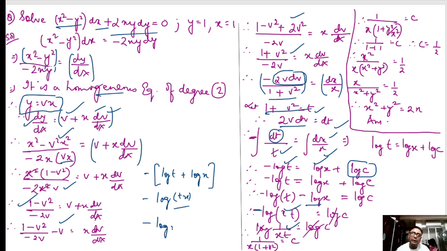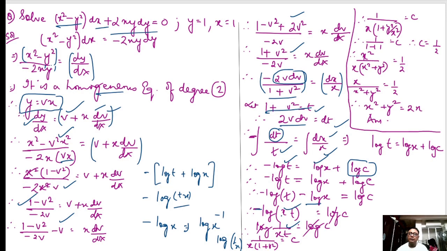Minus log x is actually log x to the power minus 1, which is log 1 by x. So here only we have given this. This minus will go to the top of this, so it is minus 1. That is why it becomes 1 by xt. So log c, and in place of t I will put 1 plus v square, and then again in place of v I will put y by x.